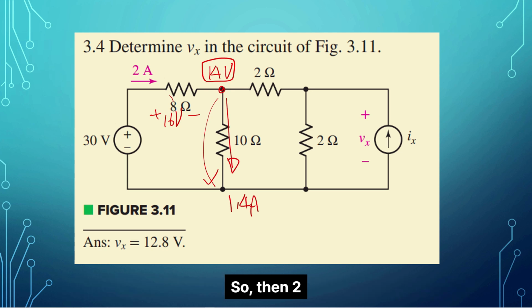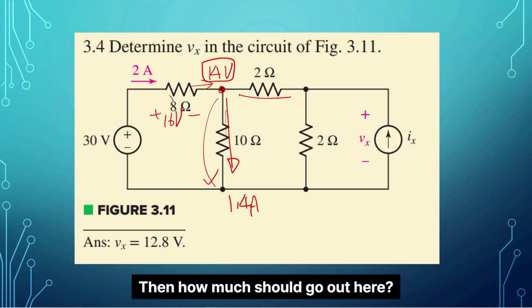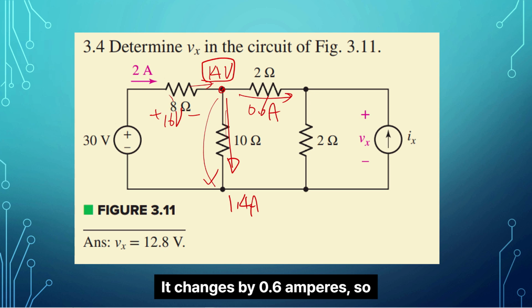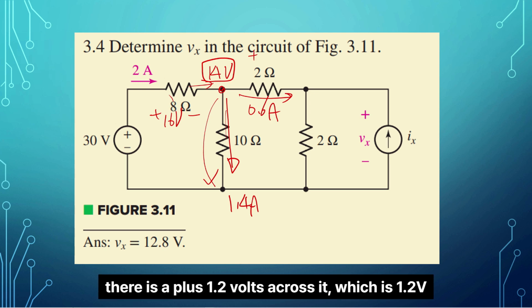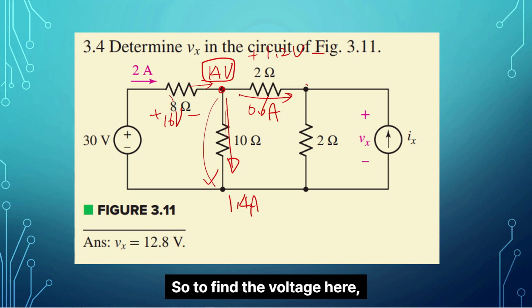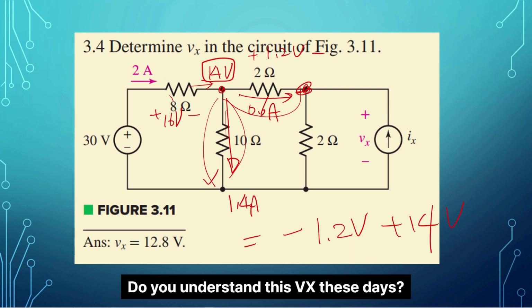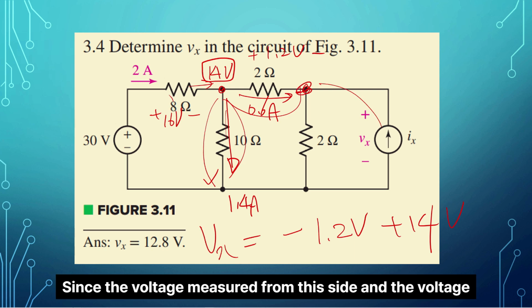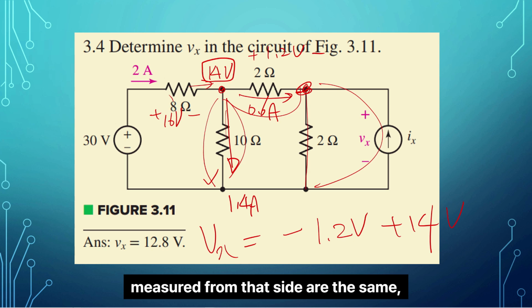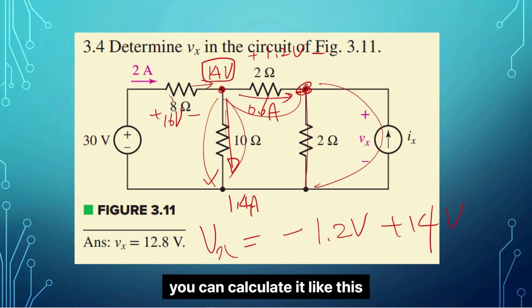1.4A. So, then 2 amperes came in here. 1.4 is going out here. Then how much should go out here? It changes by 0.6 amperes. Since this is 0.6A, there is a plus 1.2 volts across it. So to find the voltage here, it's minus 1.2 volts plus 14 volts. Do you understand this Vx now? Since the voltages measured from this side are the same, you can calculate it like this.